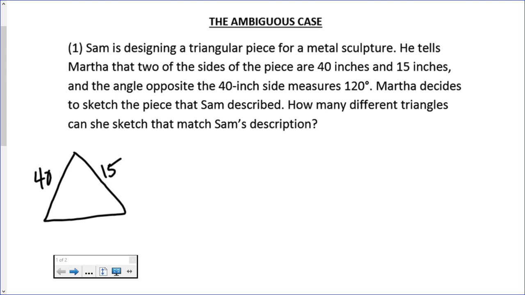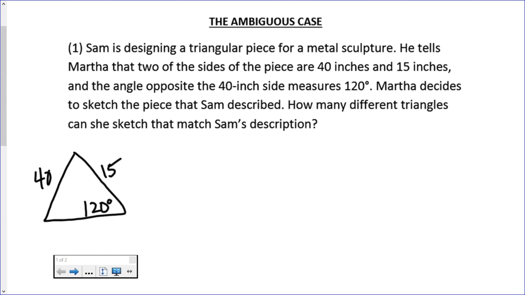So, the angle opposite the 40-inch side measures 120 degrees. So that means over here is 120. Martha decides to sketch the piece that Sam described. How many different triangles can she sketch that matches Sam's description?